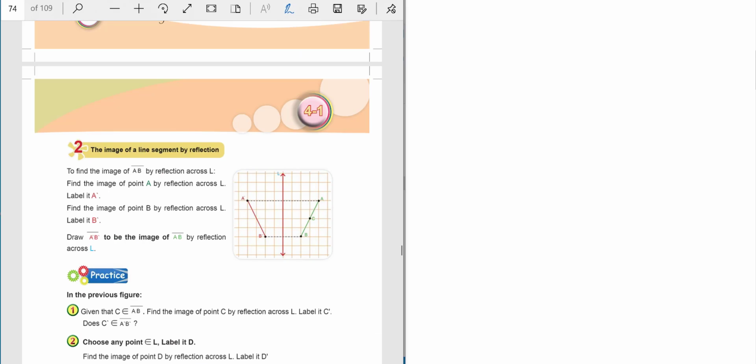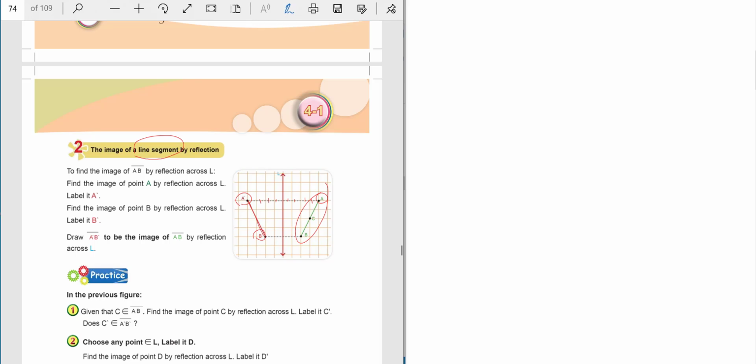To find the image of a line segment by reflection, like we need to find the image of AB. First we must find the image of A, 1, 2, 3, 4, so move 4 steps, 1, 2, 3, 4, so A dash, the image of A, and also B dash, the image of B. Then draw this line, it's called the reflection of line segment AB.